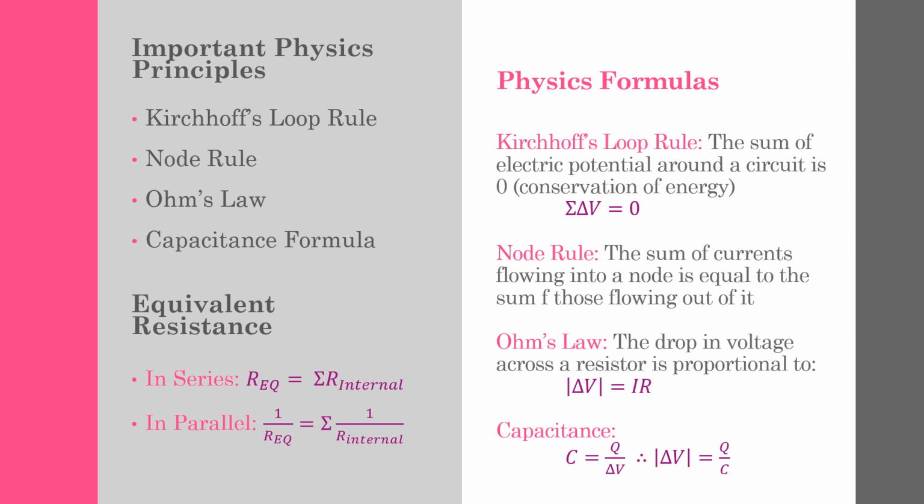Also, we need to understand the equivalent resistance in different setups of circuits. So in series, the equivalent resistance is equal to the sum of all the internal resistances. In parallel, 1 over the equivalent resistance is equal to the sum of 1 over all of the internal resistances.